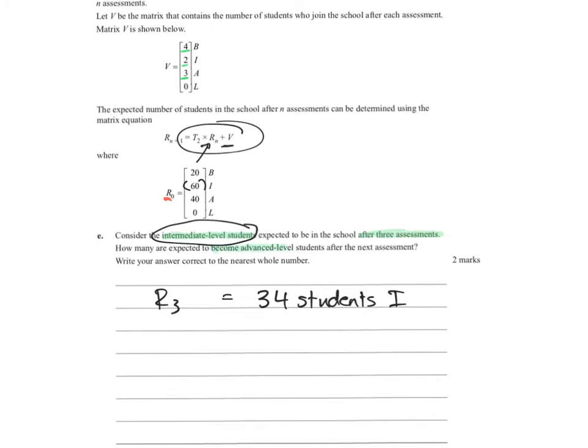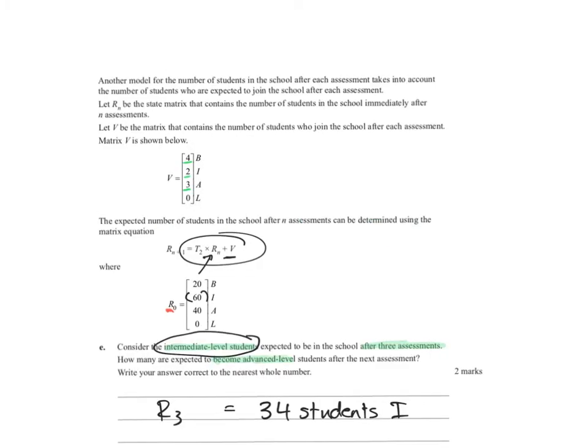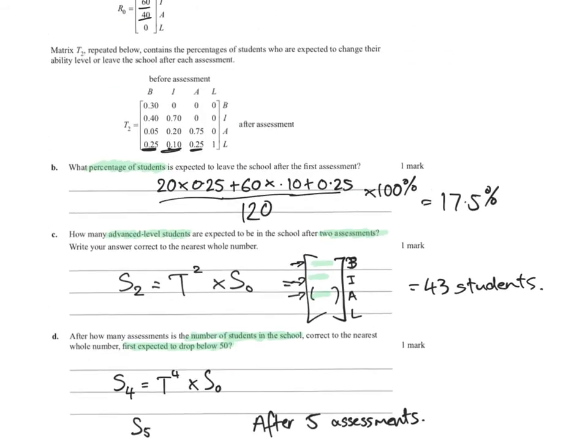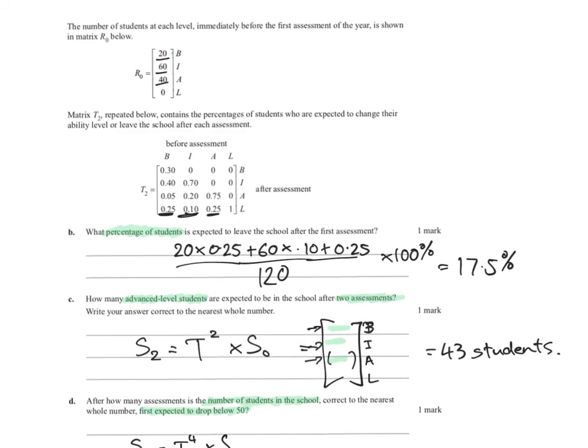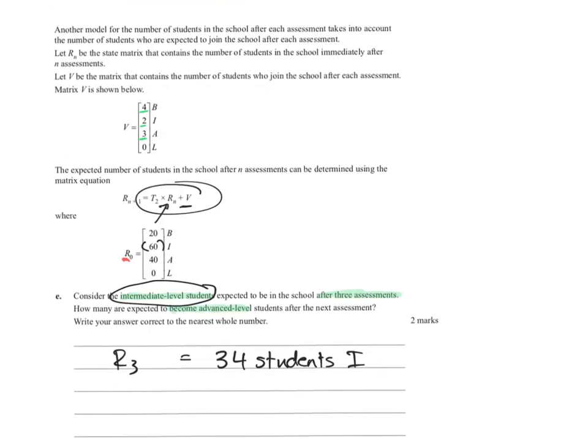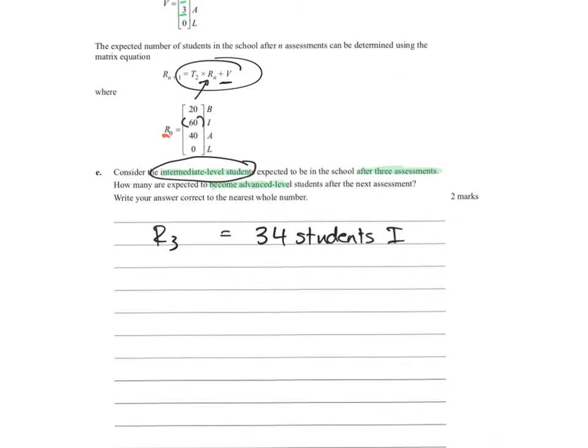So what we can do is, of that 34, we can use our transition matrix, which was above, to work out from intermediate to advanced, which is this value here. That's 20% of them are going to become advanced. So of this 34, 20% will become advanced, which will round up to 7 students.